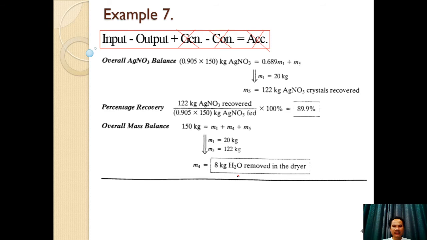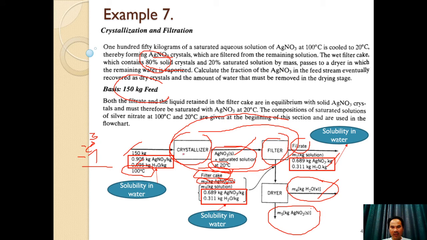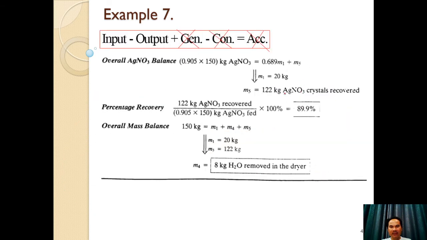And then next is the overall silver nitrate balance. You balance overall silver nitrate. We have 150 multiplied by 0.905 of feed silver nitrate. How about the output silver nitrate? We have 3 outputs, filtrate, water and silver nitrate, but we have 2 outputs of silver nitrate, that's 0.689 M1. You know M1 already from it, and then you can solve for M5.